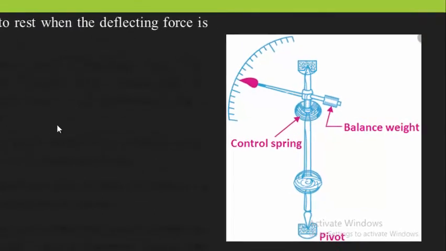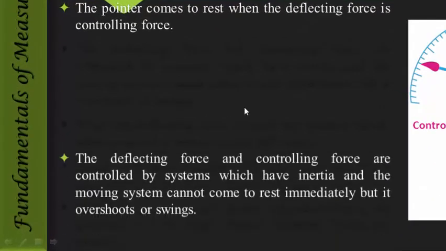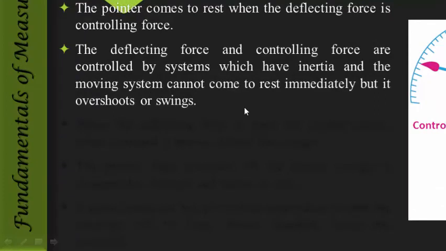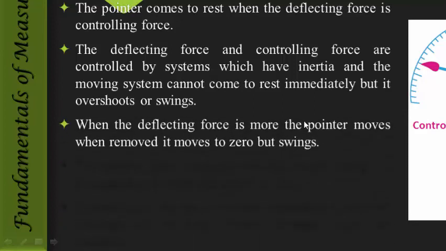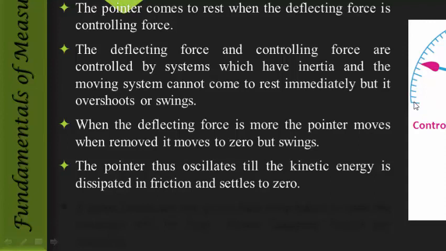So the pointer comes to rest when the deflecting force equals the controlling force. When the deflecting and controlling forces act on systems which have inertia, the moving system cannot come to rest immediately, but it overshoots or swings. When the deflecting force is more, the pointer moves towards the overshoot value. And when the controlling force is more, it moves further beyond the 0 value.